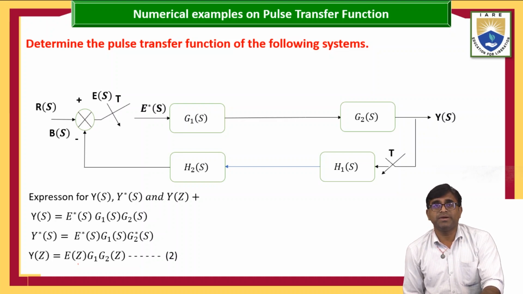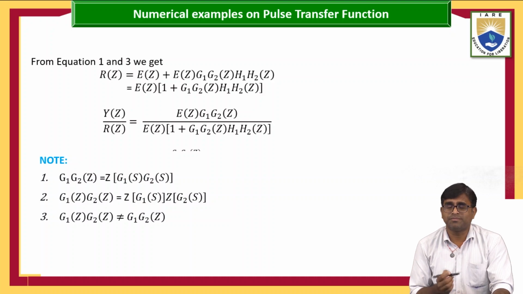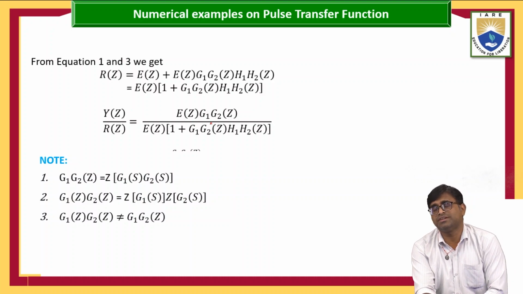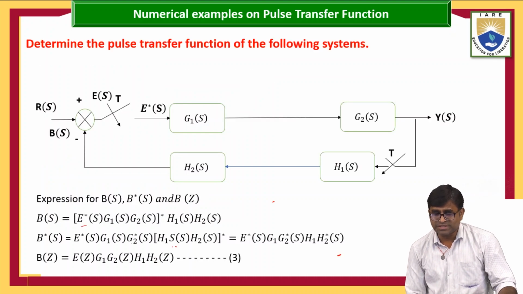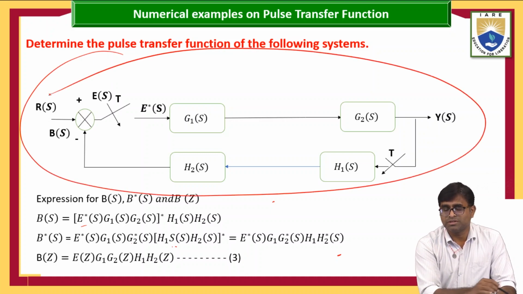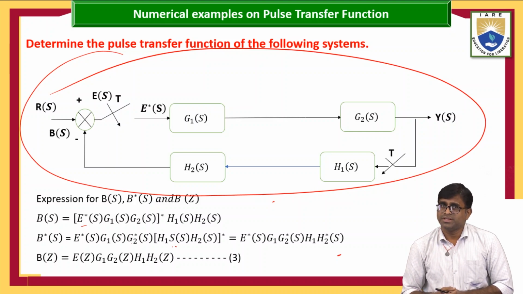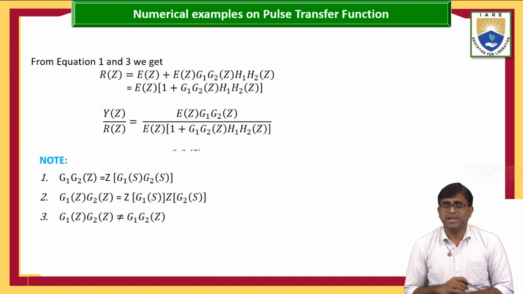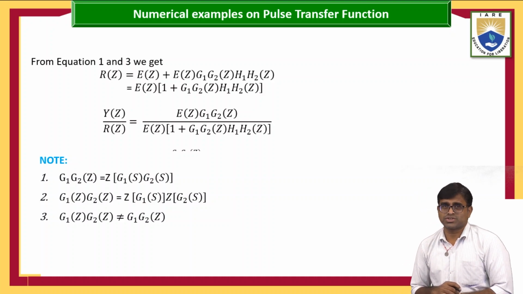What is the transfer function? Y of Z by R of Z. R of Z is there, so what is Y of Z? It is E of Z into G1 G2 of Z. This is your overall transfer function for this block diagram. The transfer function is E of Z, G1 G2 of Z, divided by E of Z into 1 plus G1 G2 H1 H2 of Z.